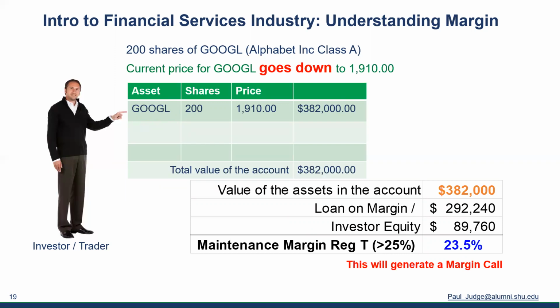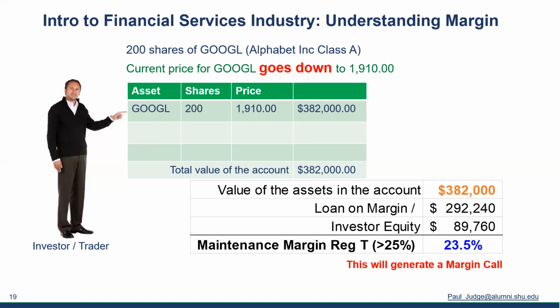Reg T says his equity has to be at least 25%, and he's now at 23%. So this is going to generate a margin call. This investor could be contacted. The investor can say, look, I know Apple's going to pop up tomorrow. They're coming out with new products. This is just a momentary thing. This investor can be told, you must add cash to this account to bring it back to 25%. You can add cash or you can add securities. They have to be marginable securities.